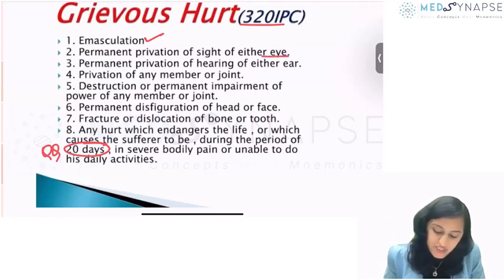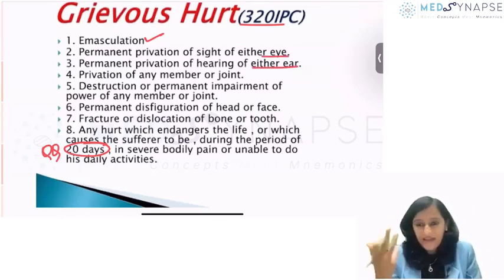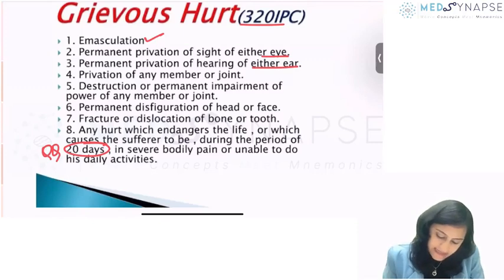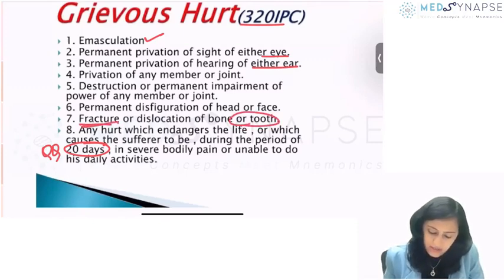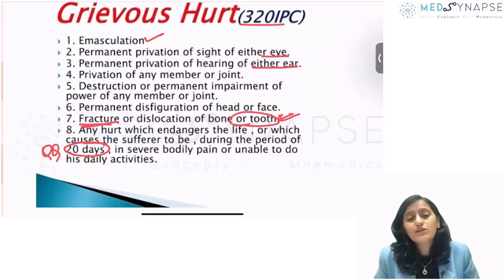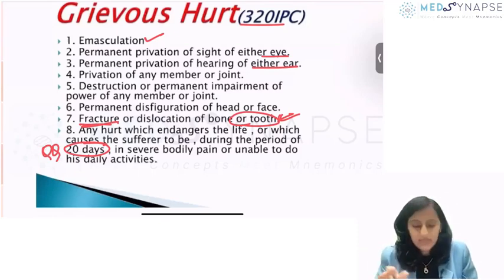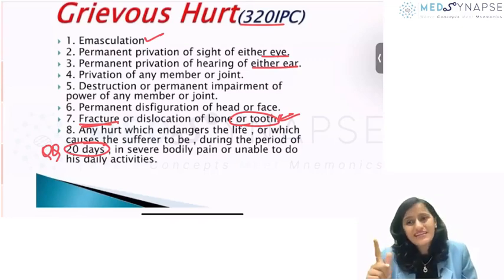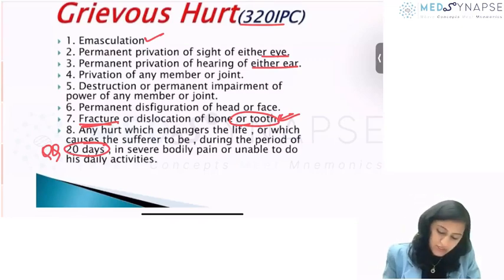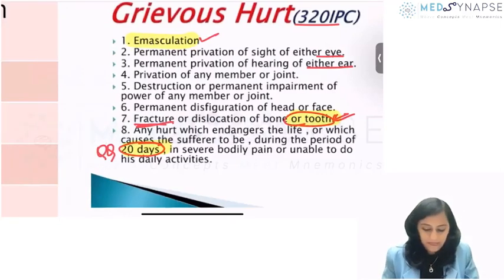Next, you have vision gone, hearing gone, face का कुछ disfigurement हो रहा है, even a fracture or a dislocation of tooth also comes under grievous hurt. Okay, all this comes under your grievous hurt. So vision, hearing, face disfigurement, 20 days is what you need to remember. Tooth is what you need to remember. This is where the questions are generally formed, and emasculation.